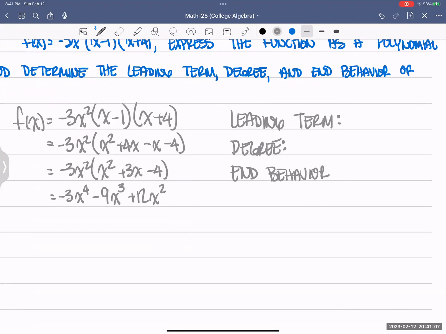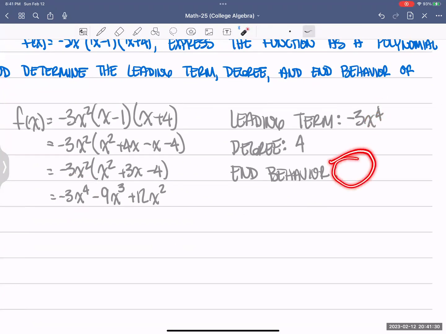The leading term is going to be the term with the highest degree. So it looks like it's going to be this one here. So the leading term is -3x⁴. Degree is our exponent on the variable, x to the power 4, so degree 4.